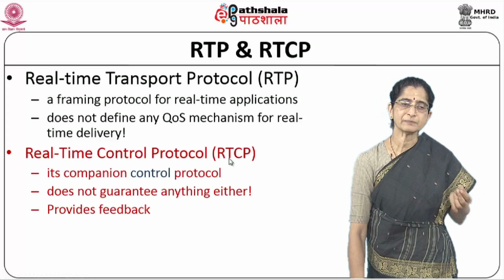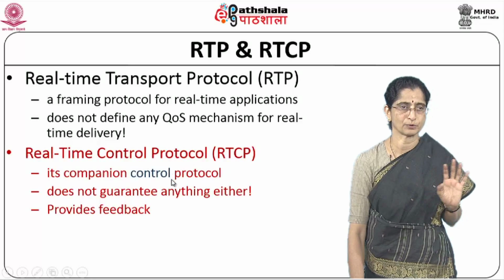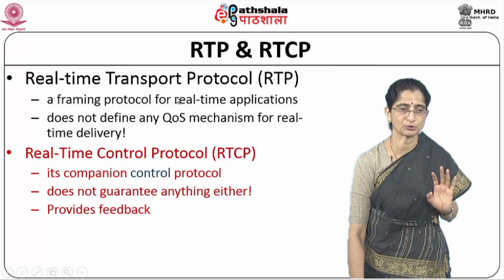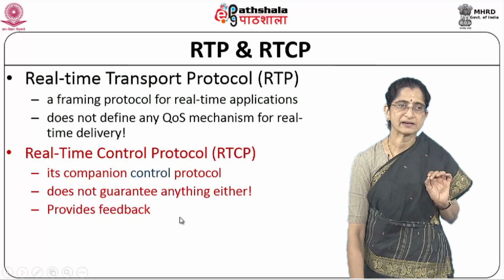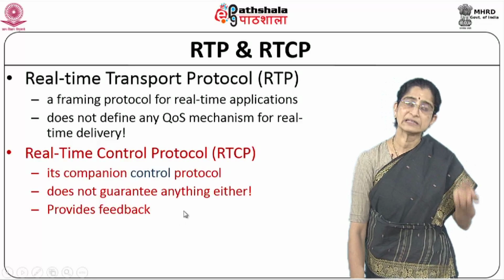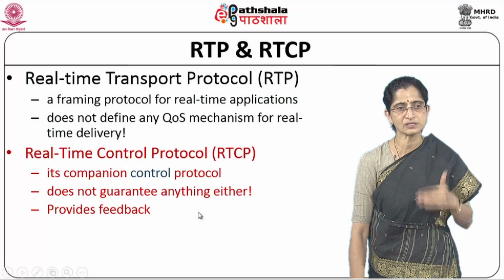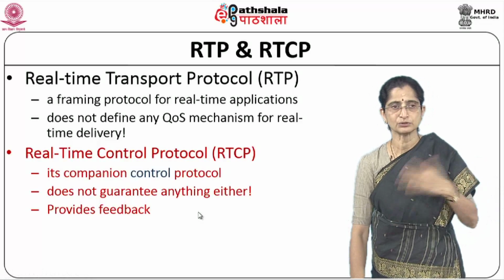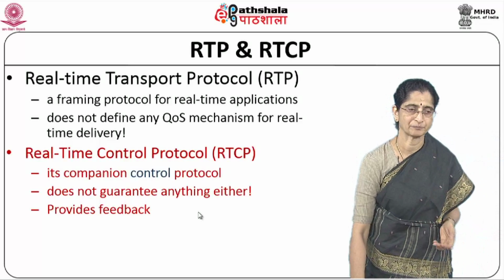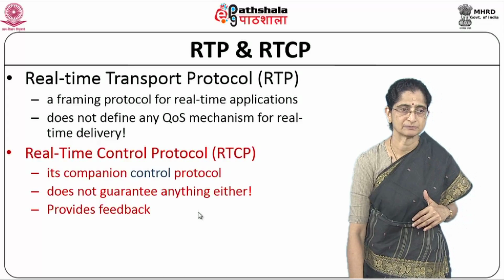And RTCP is a companion protocol to RTP, a companion control protocol. It's used for carrying control information related to the RTP protocol. Again, this does not guarantee anything, it just provides feedback and reports. Using this report, the application will have to take necessary steps. So RTP and RTCP are protocols which aid the application to know something about the network and accordingly adapt its behavior. That's the purpose of RTP and RTCP. Now we will look at RTP in detail.